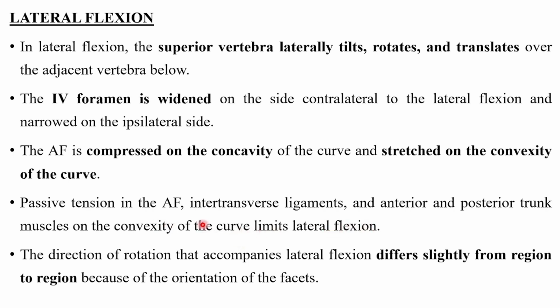The excessive lateral flexion will be prevented by the passive tension in the annulus fibrosus, intertransverse ligaments, and anterior and posterior trunk muscles. The direction of rotation that accompanies the lateral flexion differs slightly from region to region because of the orientation of the facets. So this is the same thing: because of the orientation of facets, the direction of the coupling motion also will be getting altered.